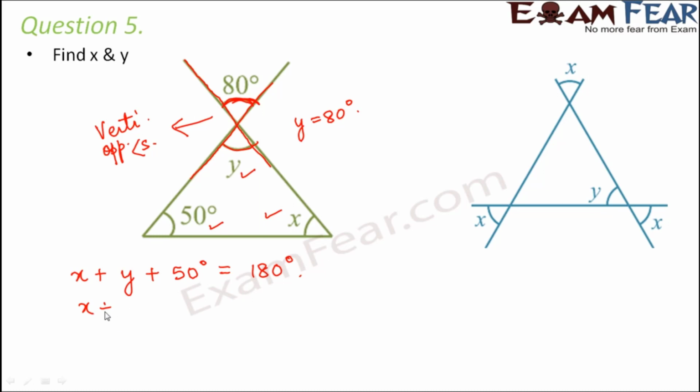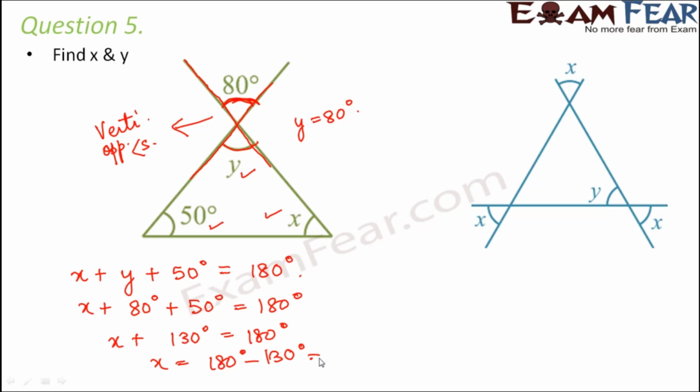Now, since we know the value of y, we can put y as 80 degree in this equation. So, we get 80 plus 50 is equal to 180. So, x plus 130 degree is equal to 180 degree, or x is equal to 180 minus 130, which is equal to 50 degree. So, we get x is equal to 50 degree and y is equal to 80 degree. Let us look at the next one.